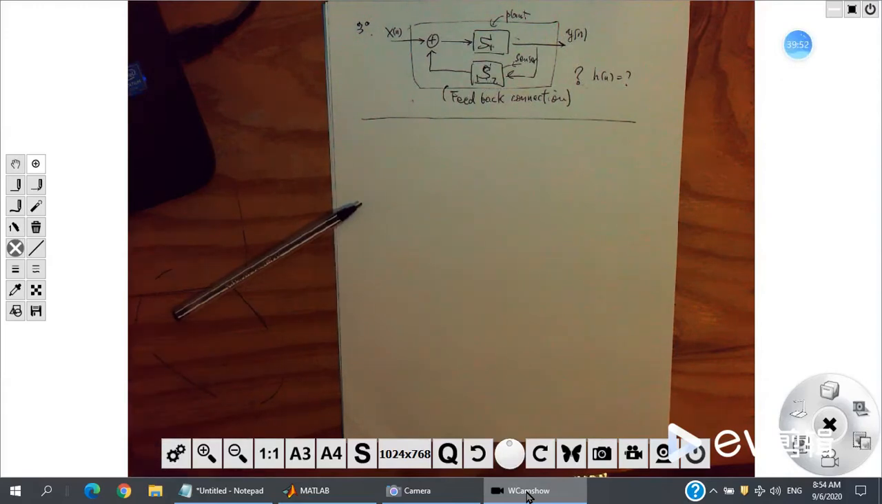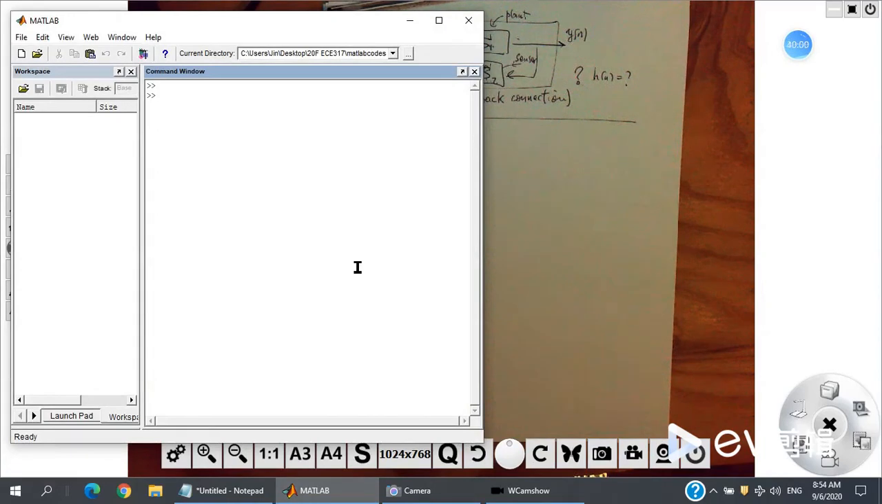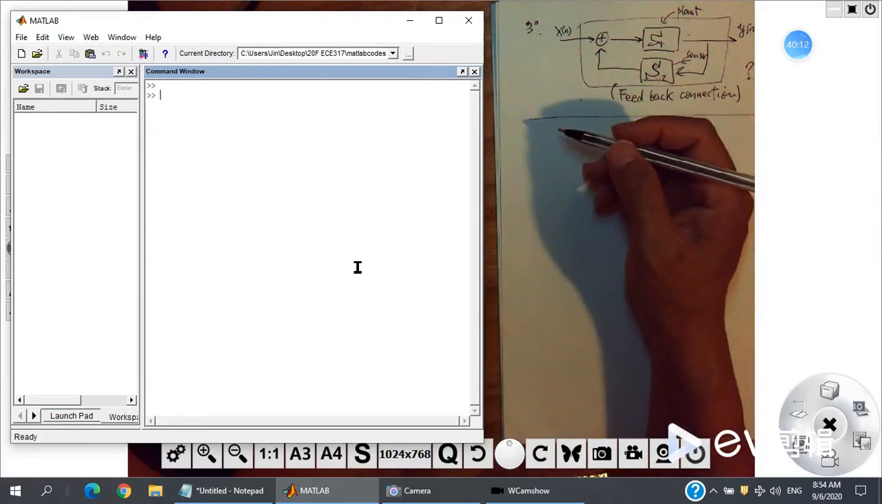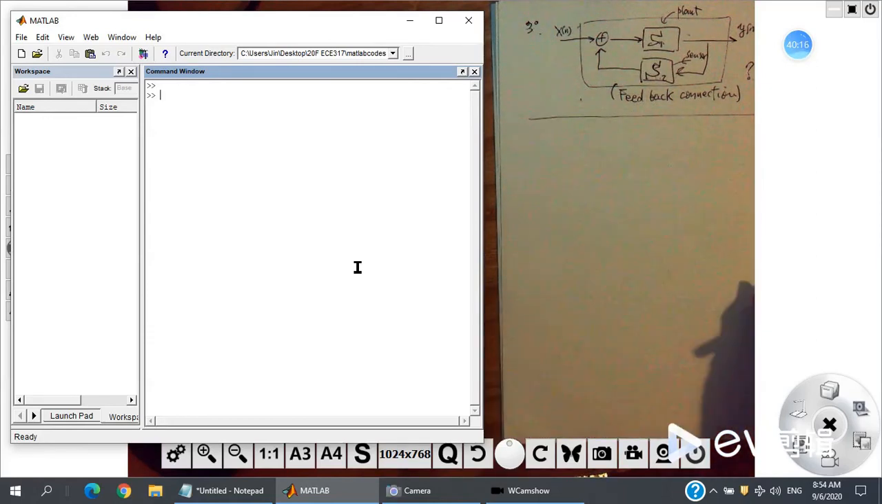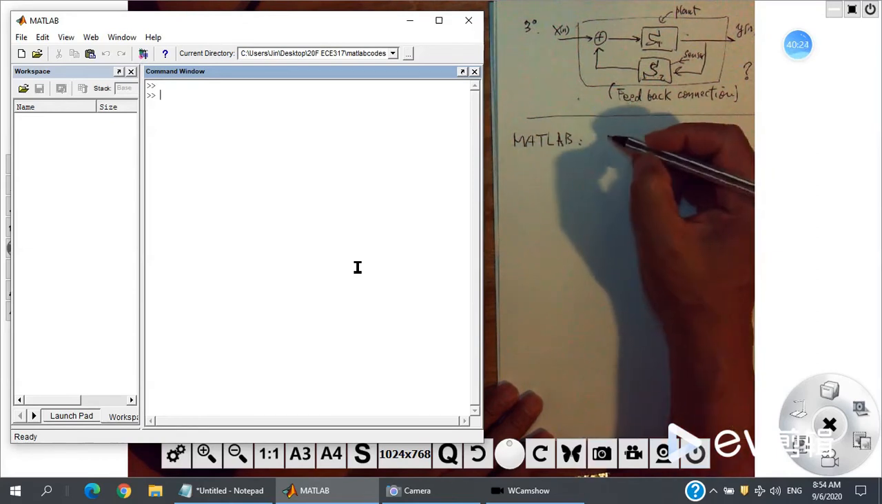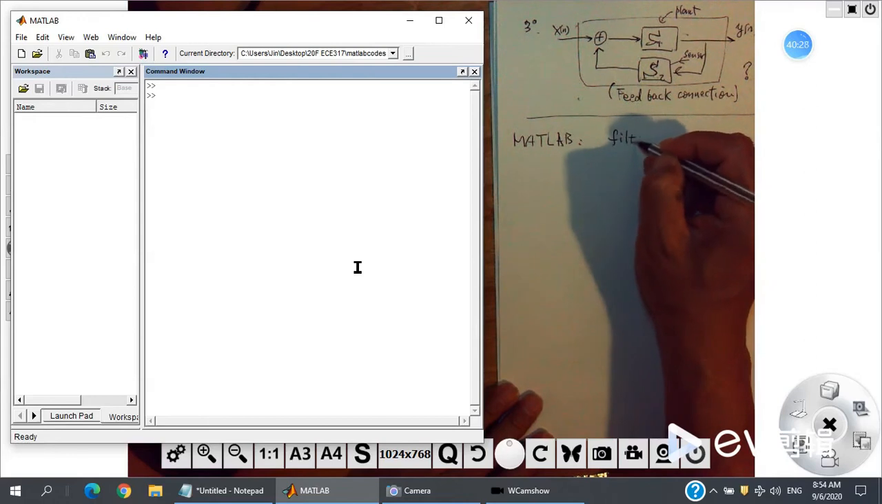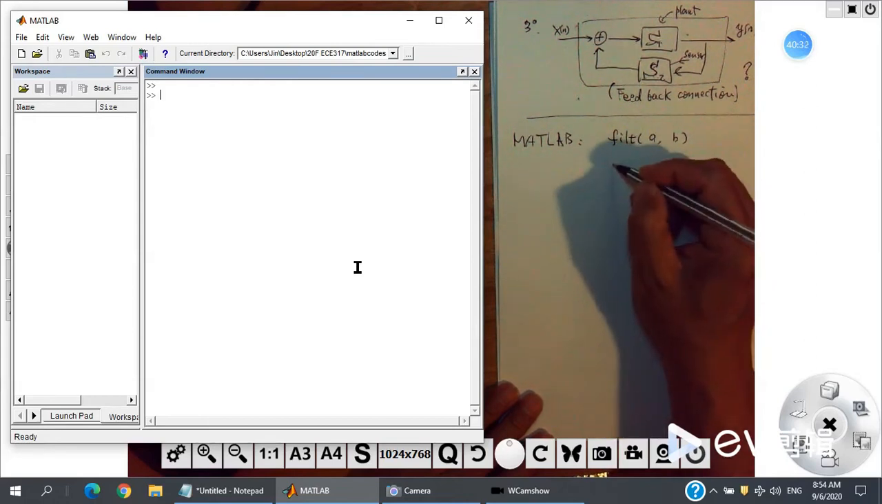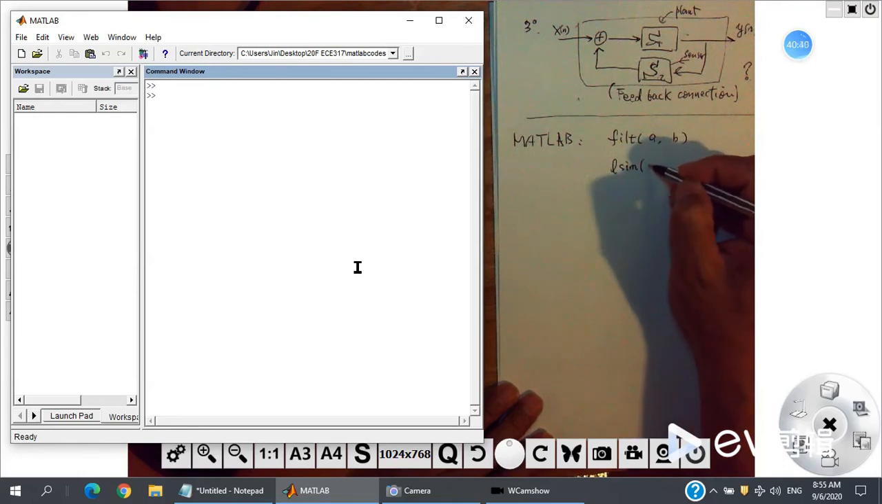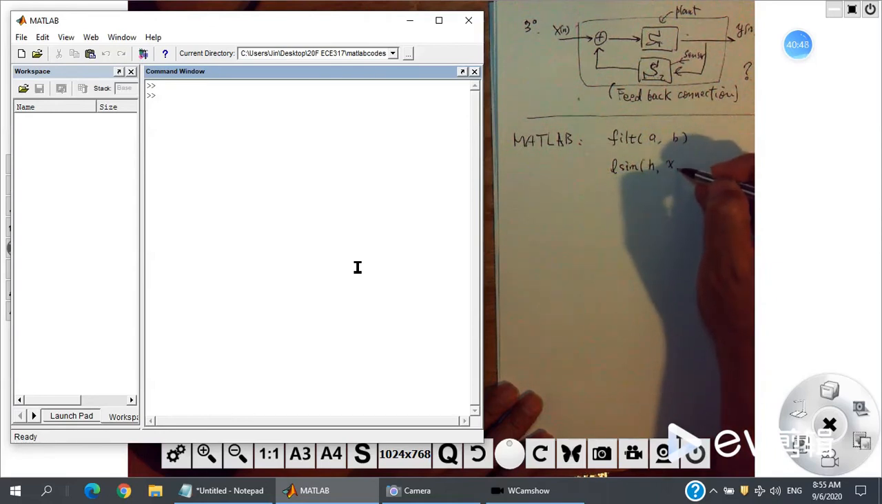Let's go to MATLAB. I have 10 more minutes, so I can do something. I already opened it here. You can see both MATLAB and my notes. For MATLAB, I want to introduce you two functions: filt, and lsim, where l is linear and sim is simulate. This will take an h, then the x.